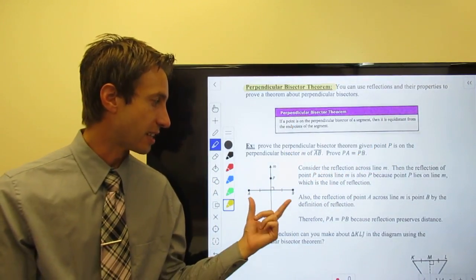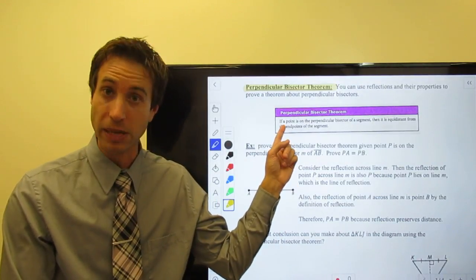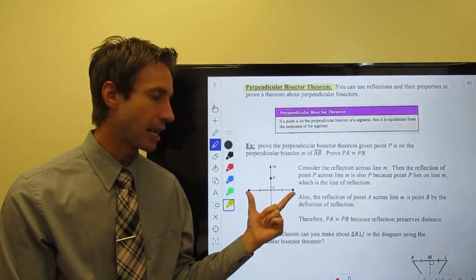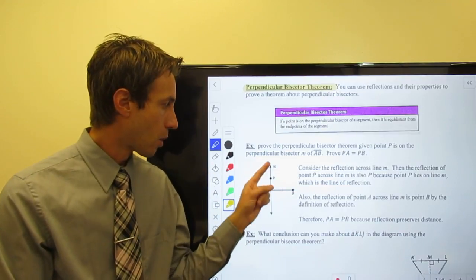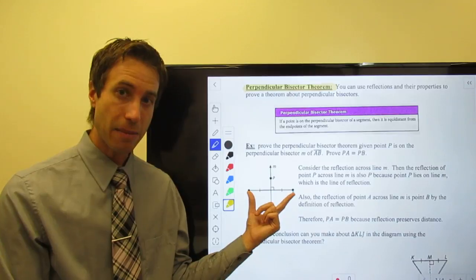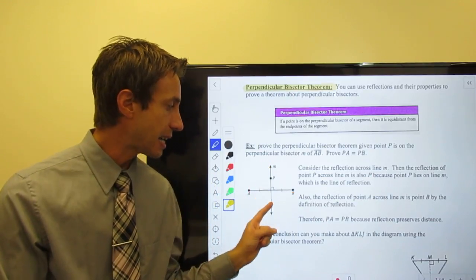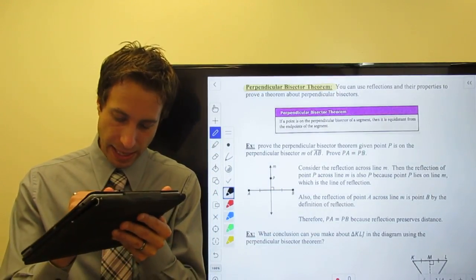Very, very simple. I've got a diagram right here for you. Let me show you exactly what this theorem is saying. It's not that tricky. I have a segment AB. What I've done is split segment AB with line M. Please notice line M is a perpendicular bisector.